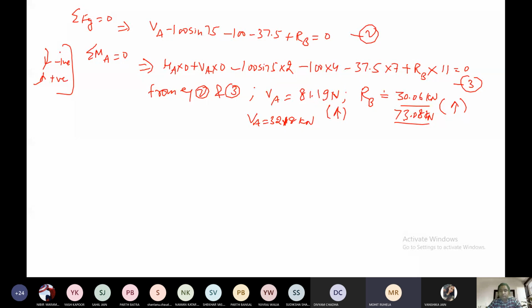RB, sir, 77.78 is coming. Yes, sir. Mine too. 77.78. Yes, sir. This one you are getting for RB. Every student is getting this one. So let us assume these two are wrong and this is correct. Okay. RB is this. Now calculate the value of VA. Calculate the value of VA, what you are getting.